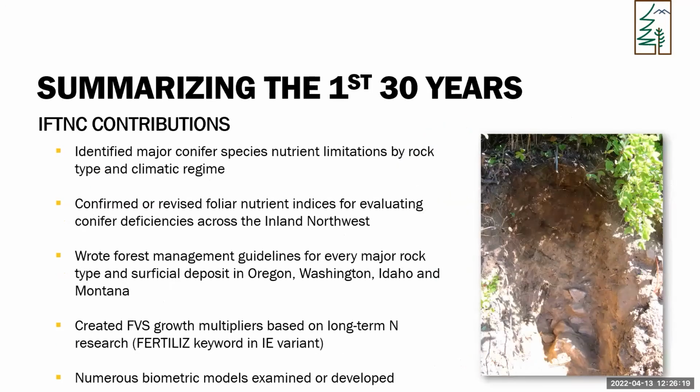And so over the last 30 years of the IFTNC, essentially we were able to publish our nutrient limitations by these different rock types and climatic regimes. And what was really cool was we were able to find foliar indices that we can then take anywhere in this region and define what its nutrient deficiencies are, and then target fertilization prescriptions to those particular landscapes to try to alleviate those deficiencies. And through that, we were able to write management guidelines for every major rock type and superficial deposit in Oregon, Washington, Idaho, and Montana.